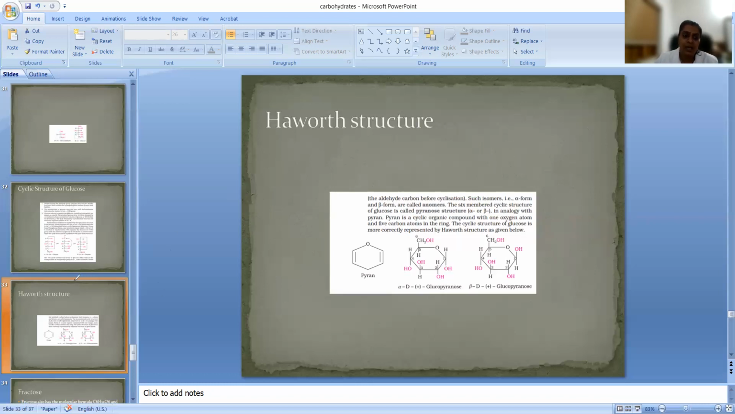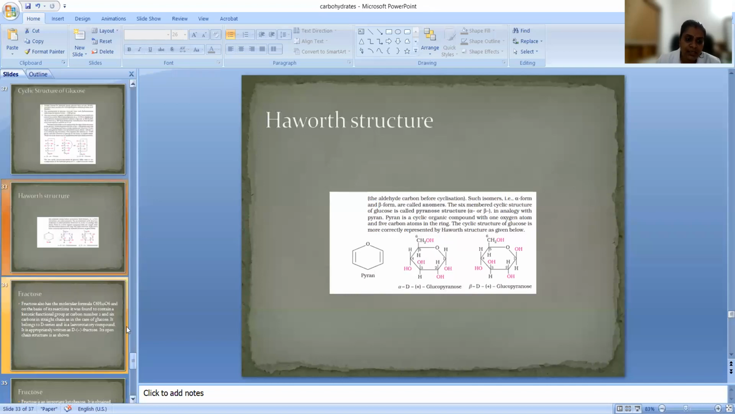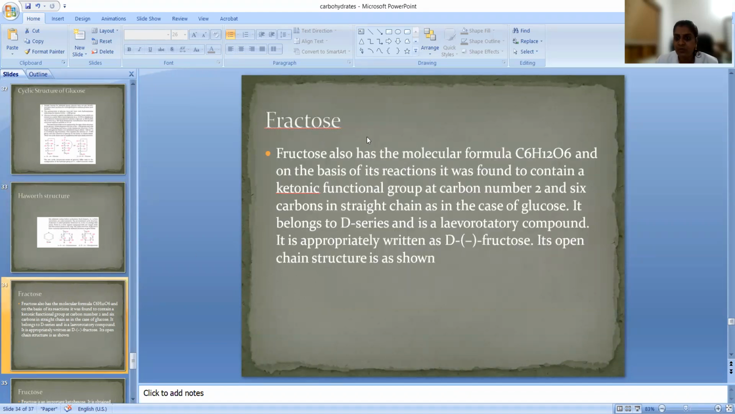Now this is all about glucose. Now let us see the other monosaccharide. What is the other monosaccharide? That is called fructose.